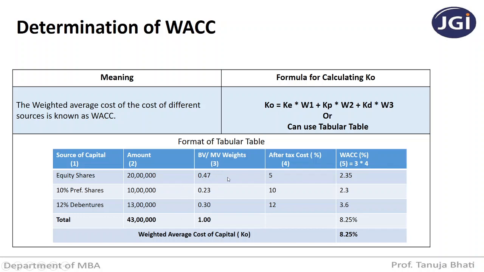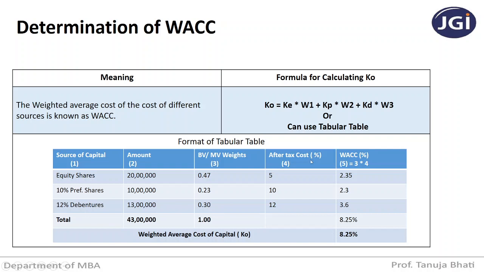Now, how do you assign weights? We have seen it in the historical weight method. How do we assign weights? It is the proportion of each individual source to the total capital of the company. So total capital is 43 lakhs. What is the weightage of equity shares in the total capital? How do we calculate that? 20 lakh divided by 43 lakh, you get 0.47. 10 lakh divided by 43 lakh, 0.23. 13 lakh divided by 43 lakh, 0.30. The total of all this should always be 1.